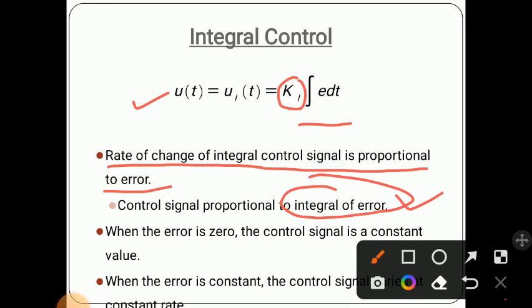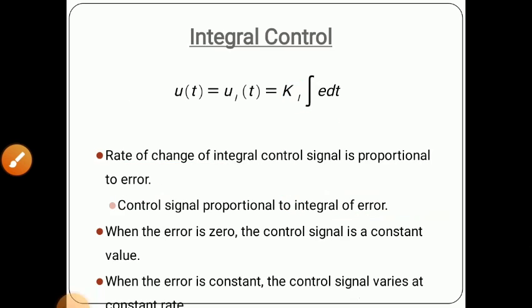Now, what will happen when the error is 0? The control signal is a constant value. And when the error is constant, the control signal varies at a constant rate. So you remember these two concepts: when the error is 0, the control signal is constant, and when the error is constant, the control signal varies at a constant rate.